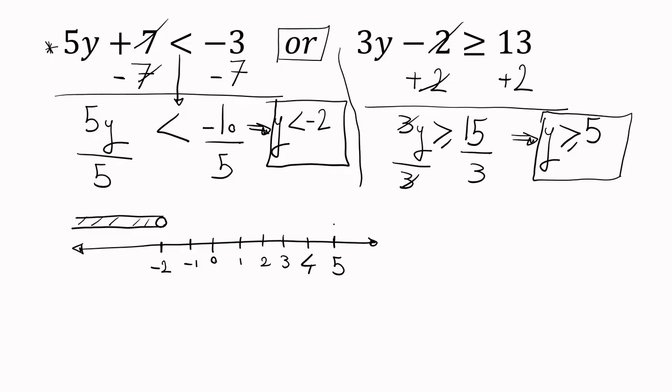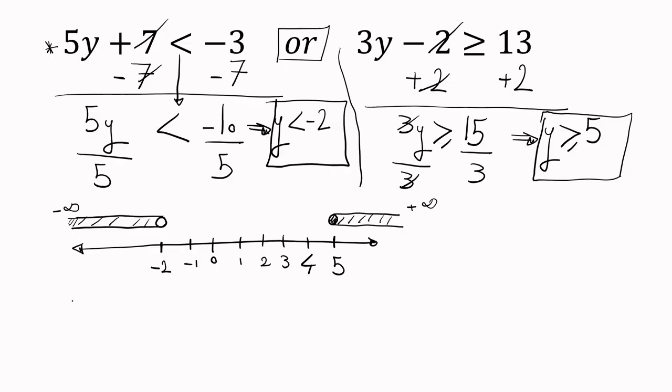And here it is greater than or equal to 5. I have an equal sign here, so I must fill this circle. And I must go toward the positive direction because it is greater. And here I have or. Or means union of those ranges, right? So if I go all the way to the left side, it would be -infinity, and right side would be +infinity, right?